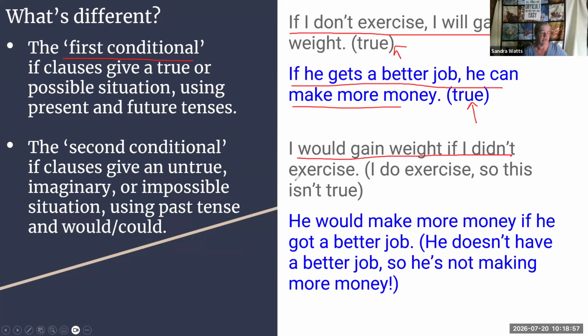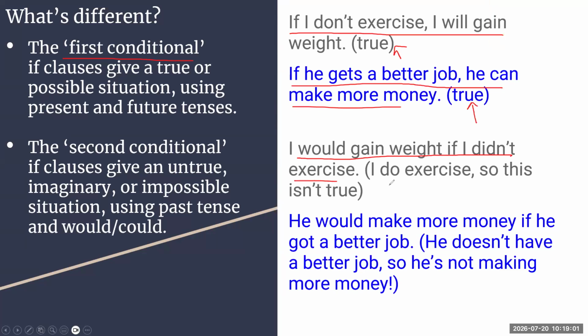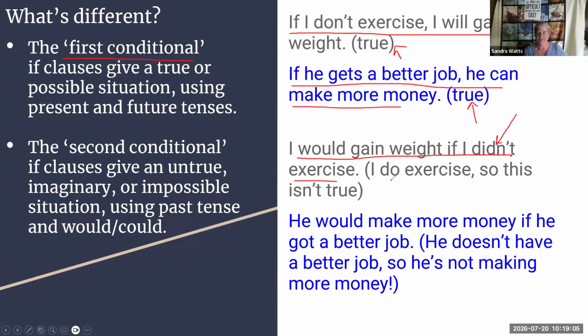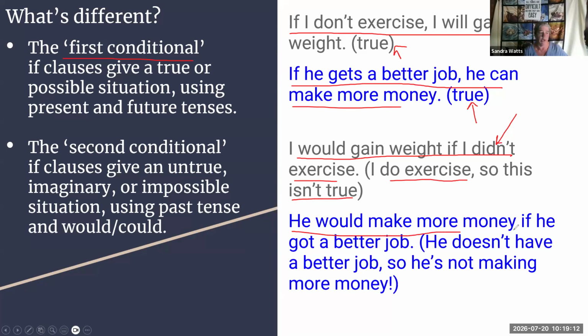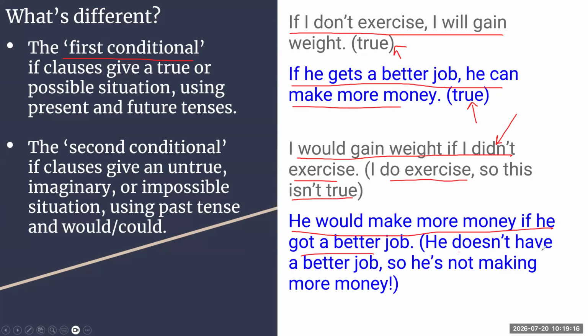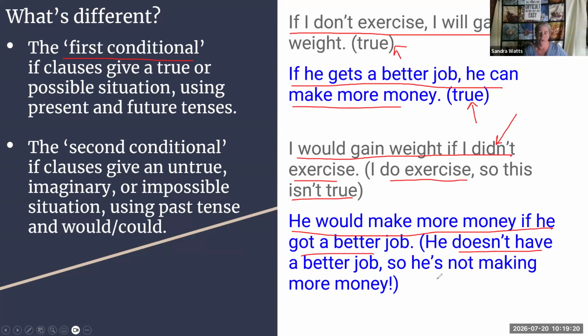I would gain weight if I didn't exercise. Past tense, meaning it's not true. I do exercise. This is not true. Okay. He would make more money if he got a better job. He doesn't have a better job, so he's not making more money. So again, not true. So these are what we call the first conditional, true or possible. These are what we call the second conditional, something that's not true or you think is not going to happen. This is the general comparison of the two.